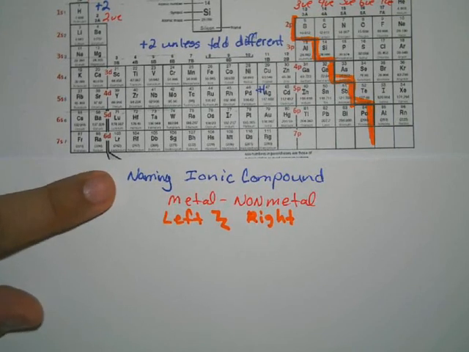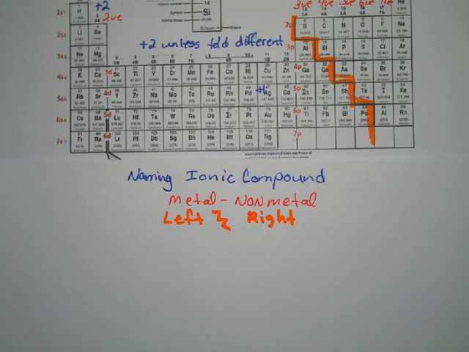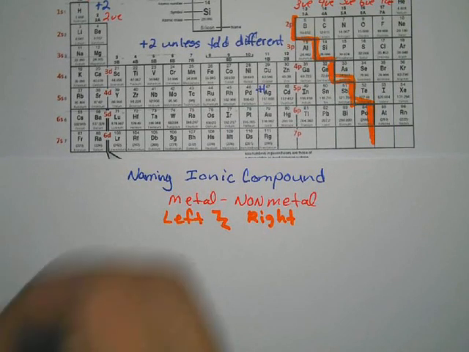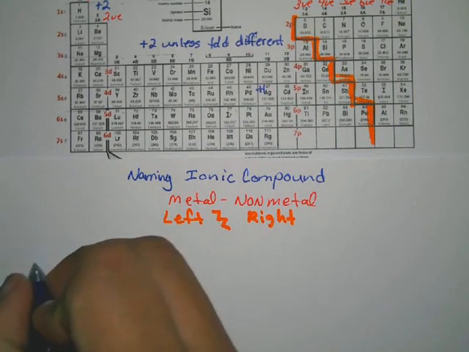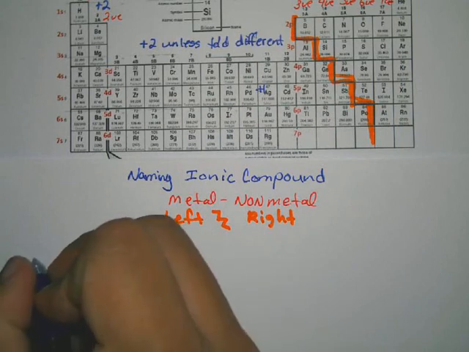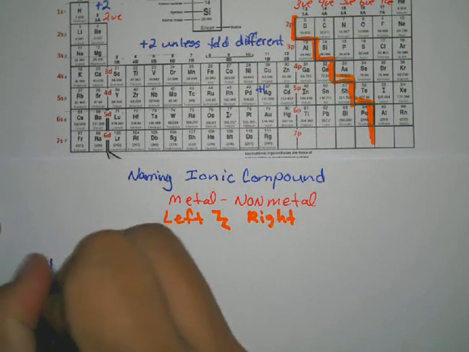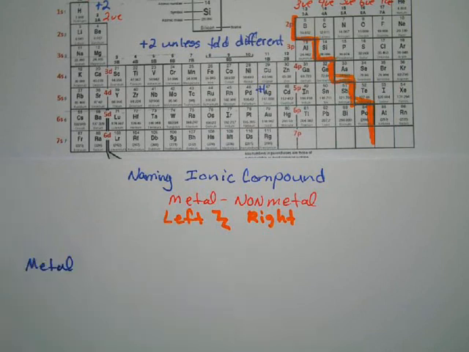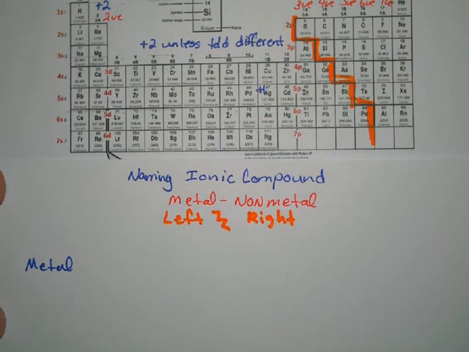Okay? So there's rules here. Rule number 1: first we're going to start with the metal, and then we're going to talk about the nonmetal. Metals first. Whenever you see a compound, you look at it like this: it's the metal and then everything else. You look at the first guy and then everything else comes after. You'll see that again later. So let's talk about the metal first.